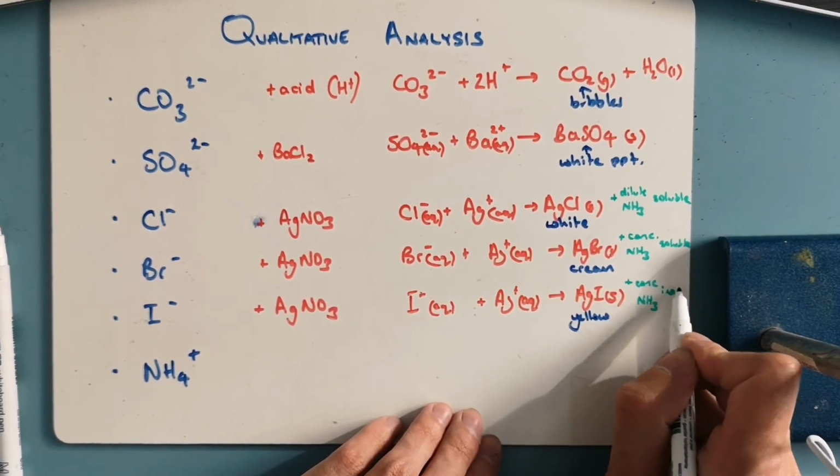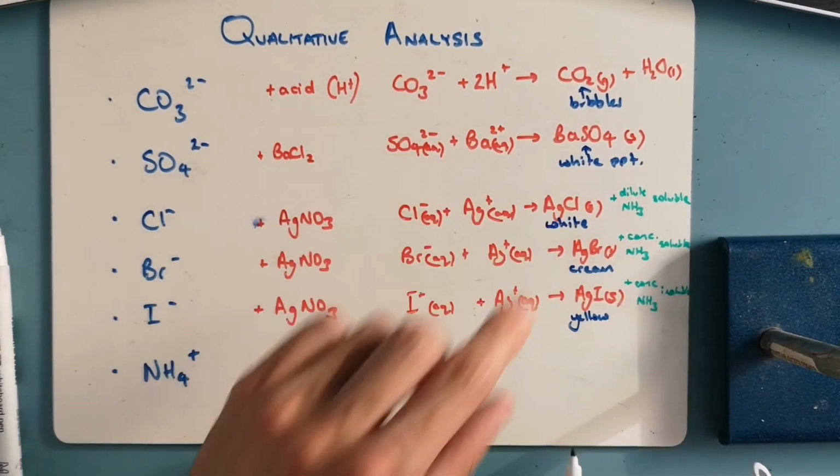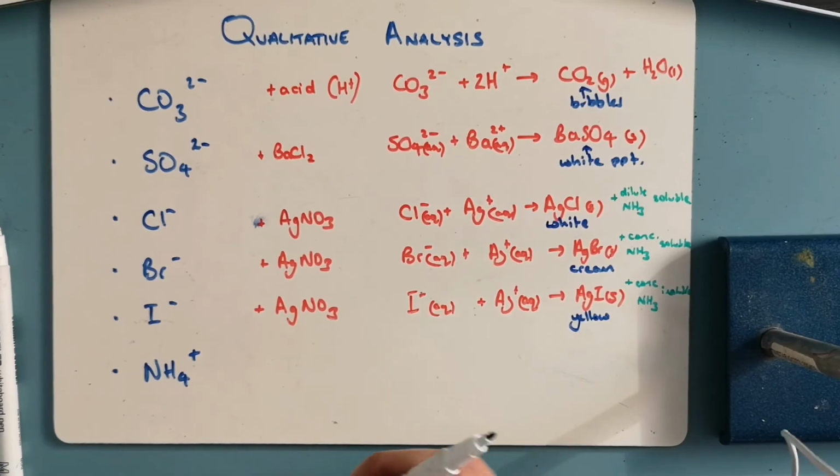Now, no matter what I add to silver iodide, however concentrated the ammonia is, it's always insoluble. So we can do a further little test just to identify which is which, to clarify if you're unsure on colours.